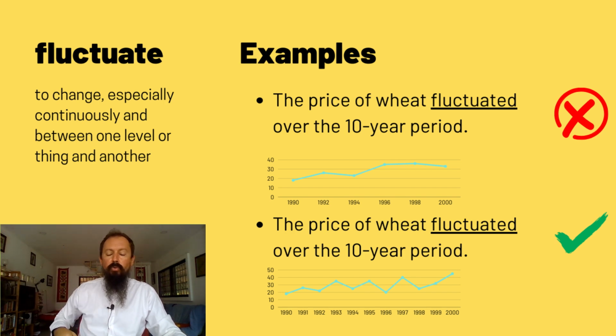So if we look at these 2 line graphs here, the first one really is not fluctuating. The second one, we can see a lot of up and down change. This is fluctuating. We can see the dictionary definition here includes the word continuously, and that's quite an important thing.